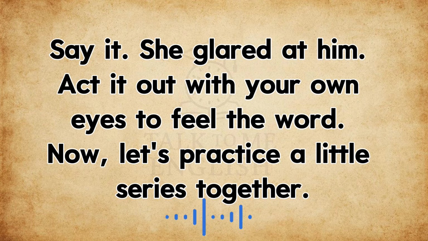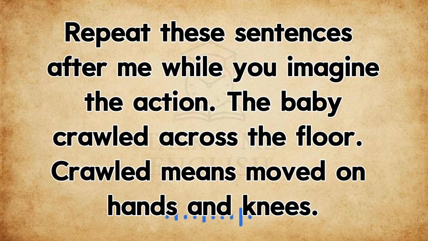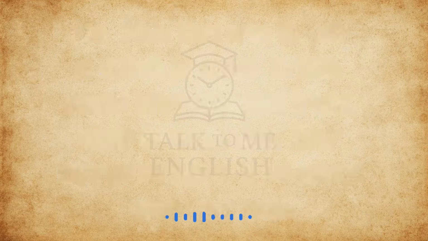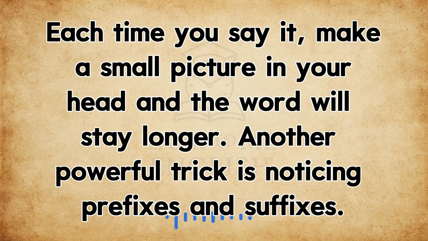Now, let's practice a little series together. Repeat these sentences after me while you imagine the action. The baby crawled across the floor. Crawled means moved on hands and knees. The boy leapt into the swimming pool. Leapt means jumped. The leaves rustled in the wind. Rustled means made a soft sound while moving. Each time you say it, make a small picture in your head and the word will stay longer.